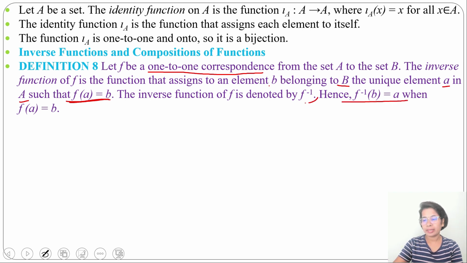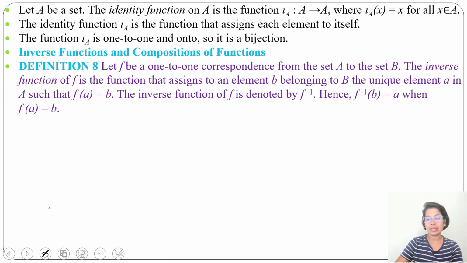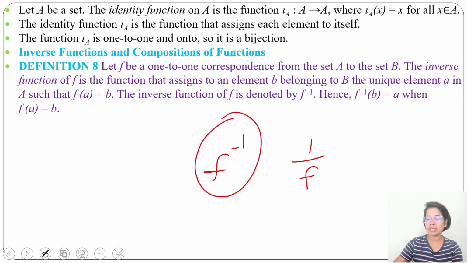We can write the inverse this way, f with a superscript minus 1. And don't confuse f inverse with 1 by f. Both are different. This is the inverse, this is 1 divided by the function.